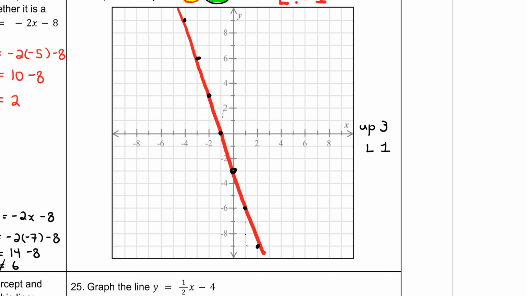I want to say that for this particular question, your y-intercept is right here, which is the coordinate (0, negative 3), and your x-intercept is right there, which is going to be (negative 1, 0).